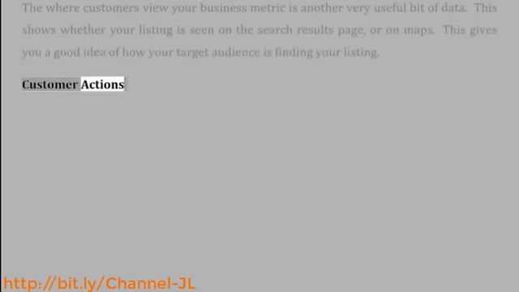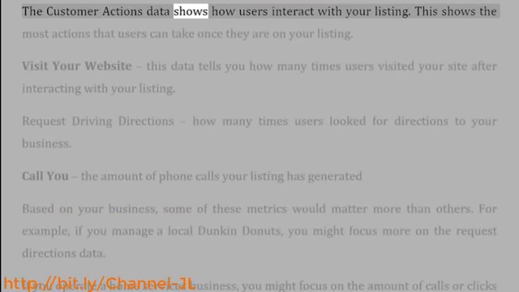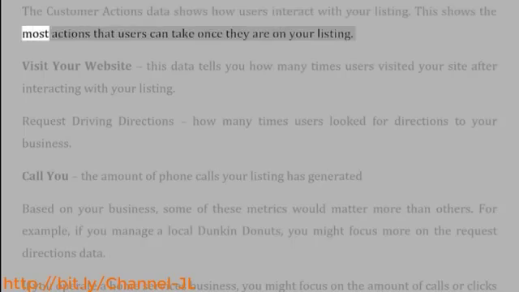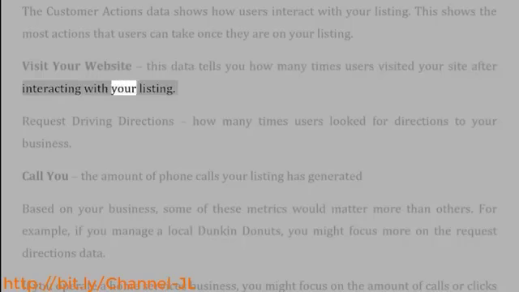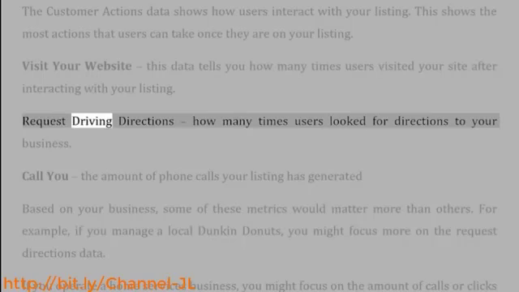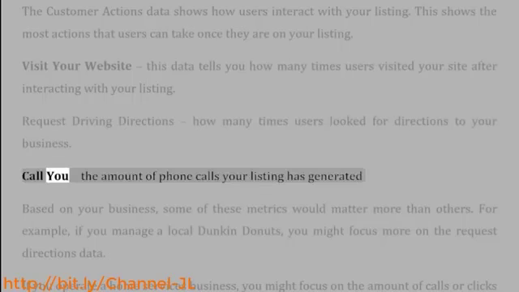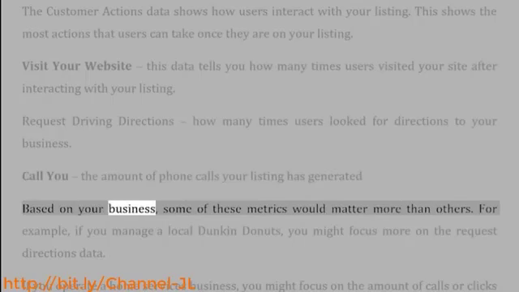Customer actions. The customer actions data shows how users interact with your listing. This shows the most common actions that users can take once they are on your listing. Visit your website: this data tells you how many times users visited your site after interacting with your listing. Request driving directions: how many times users looked for directions to your business. Call you: the amount of phone calls your listing has generated.